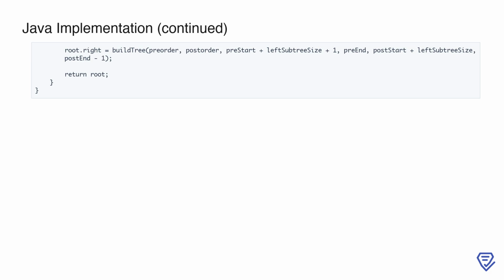Once both the left and right subtrees are constructed, we attach them to the root node. Finally, the root node, now representing the fully constructed tree or subtree, is returned. This completes the construction process for the current range of nodes, and the recursion ensures the entire binary tree is built correctly, step by step.